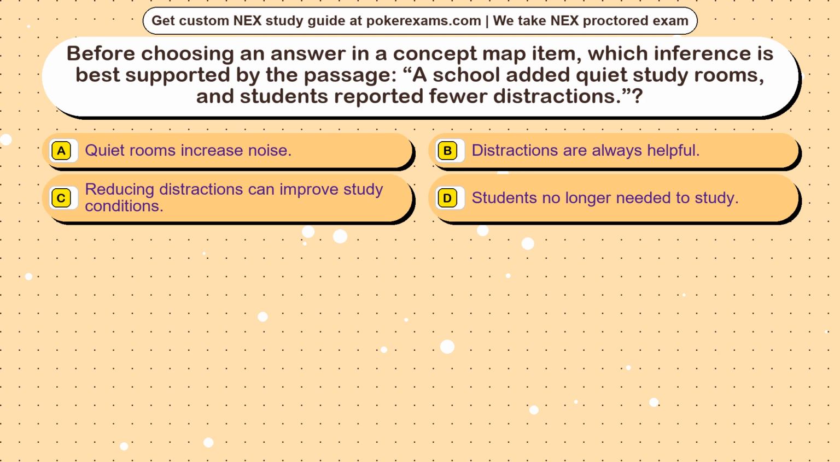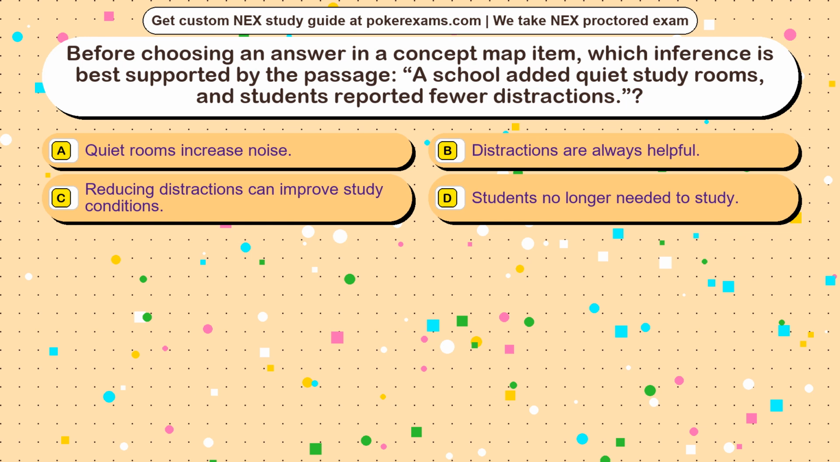Question 9. Before choosing an answer in a concept map item, which inference is best supported by the passage? A school added quiet study rooms, and students reported fewer distractions. Option A, quiet rooms increase noise. Option B, distractions are always helpful. Option C, reducing distractions can improve study conditions. Option D, students no longer needed to study.